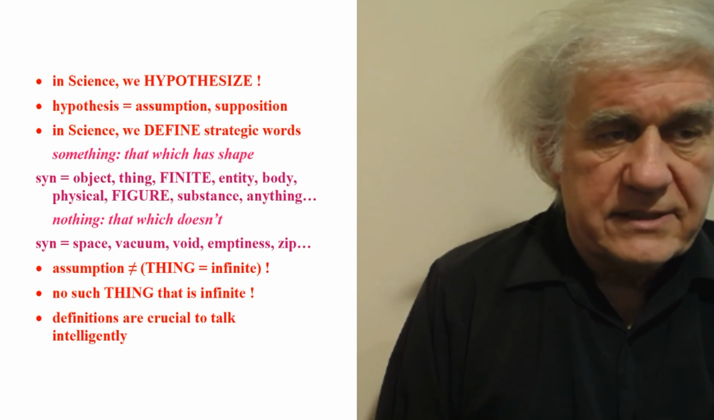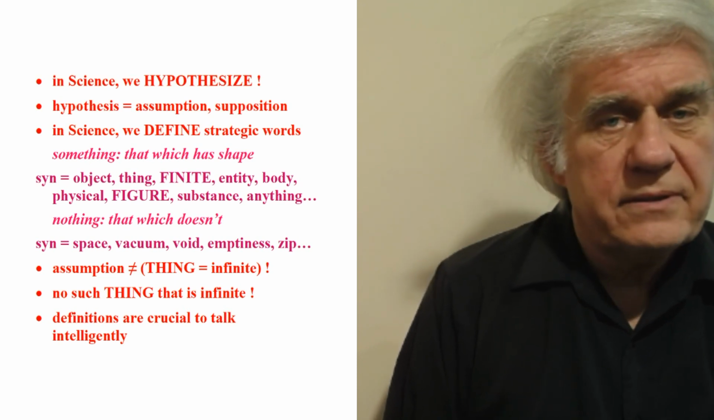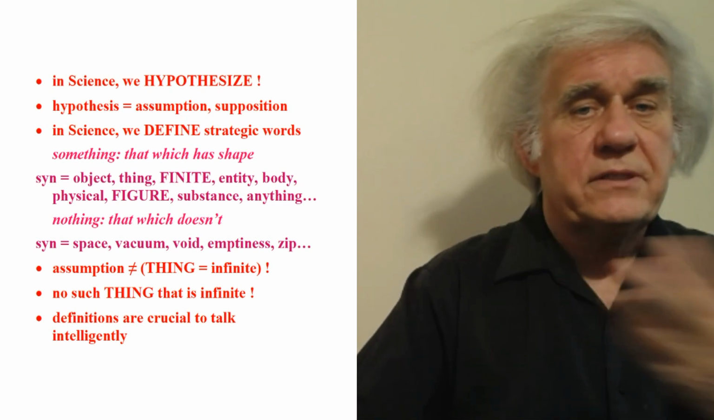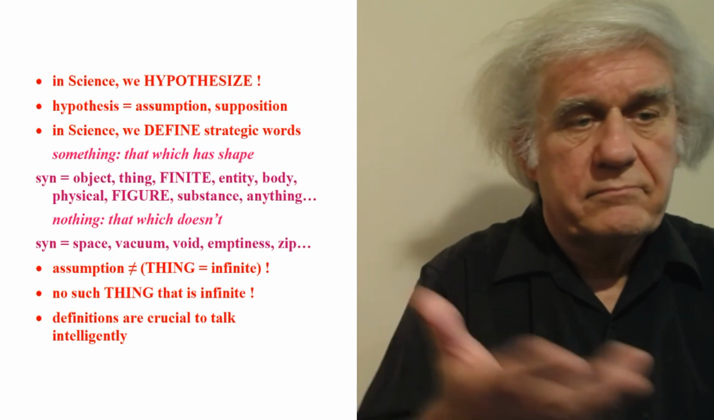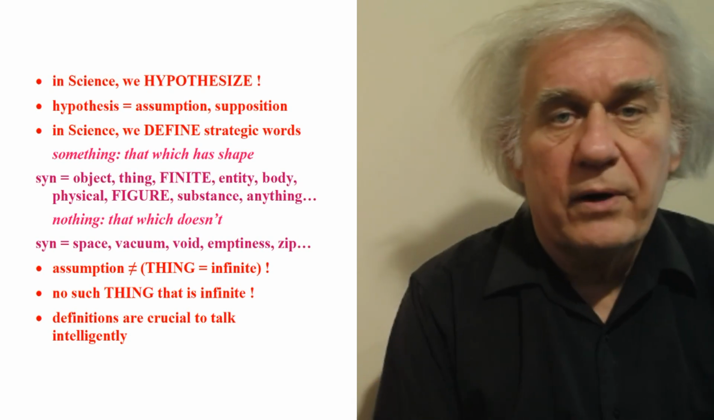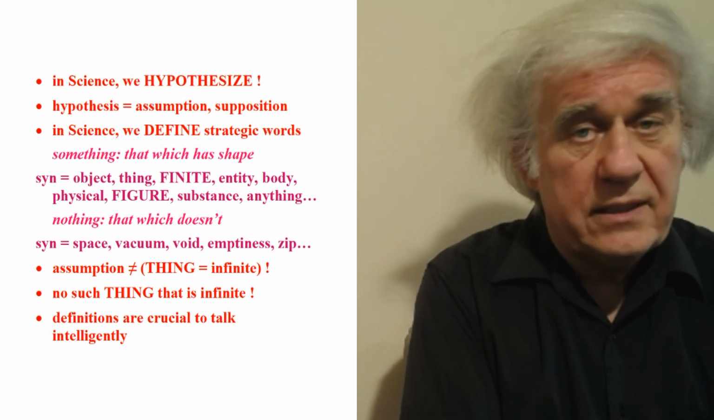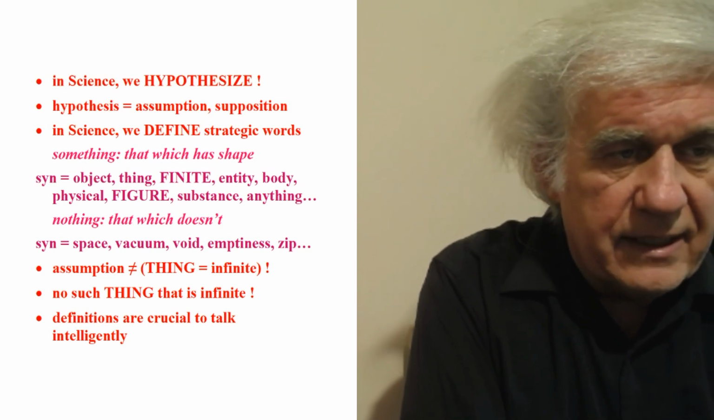Something. What is nothing? That which doesn't have shape. See how easy it was all these years? So they're antonyms. One is the opposite of the other. Shape, no shape. Simple. Very, very straightforward. Now we can use those words consistently, rationally, scientifically. Okay? And there we have it.